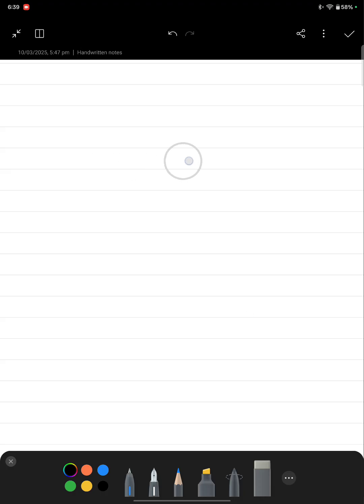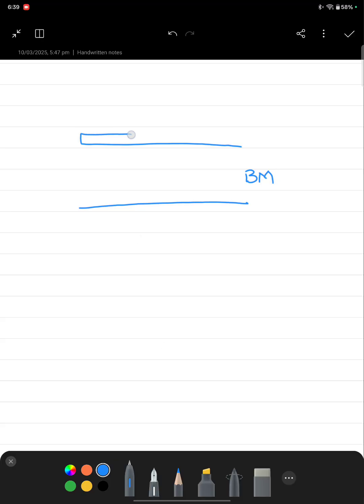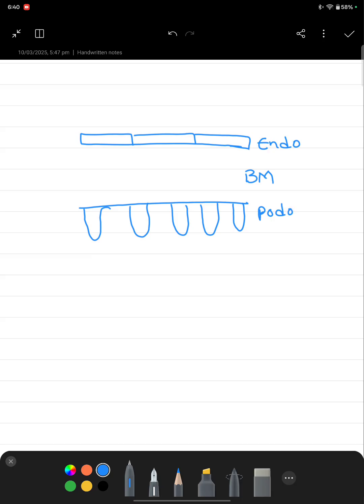This is the filtration barrier. Now I will be drawing. This is the filtration barrier: basement membrane, endothelium, podocytes. Now let us see: endothelium, podocyte.